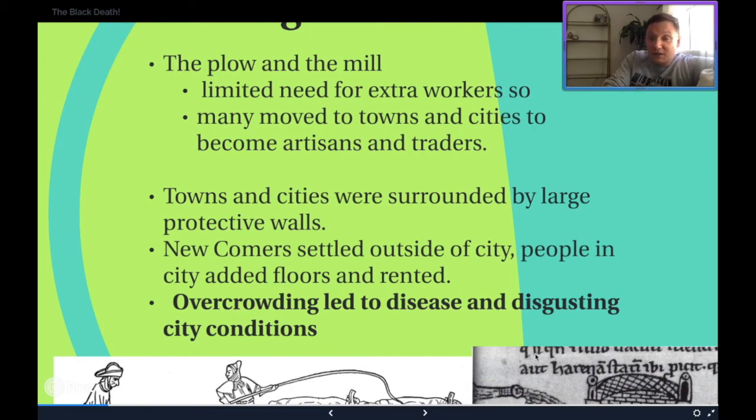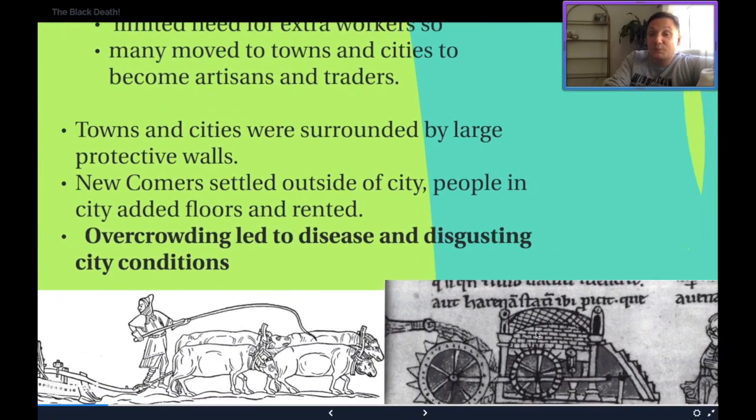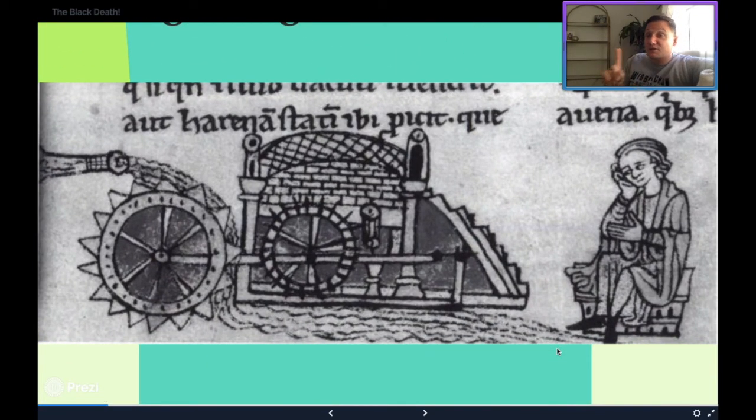So also the mill is a big one, because the mill is going to basically mechanize the production of flour, right? So you see the water wheel right here? That would turn a grinding stone and grind wheat into flour. And as you can see, this person right here is just waiting, right? Just waiting for it to be done. So you're limiting the need for workers there.